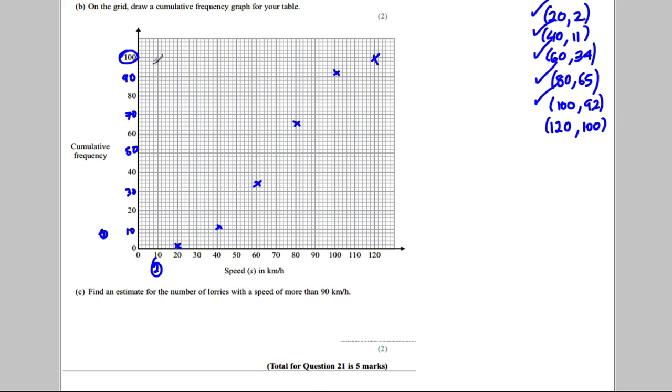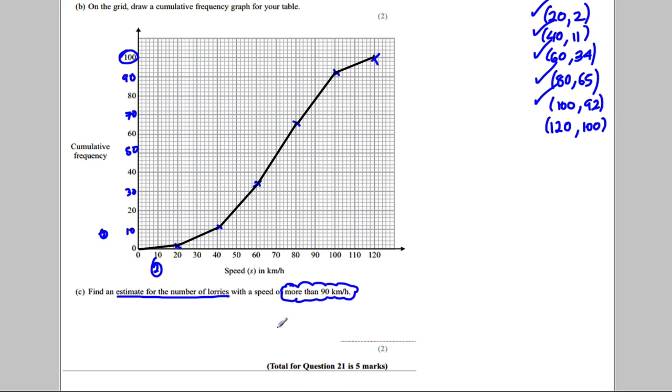Mark off your top number so you've got it, and we're just going to join the dots. So join the dot from there to there, there to there, there to there, there to there, and there to there, and we can just join it back to 0 as well. Okay, there's our cumulative frequency diagram. And part C, it says find an estimate for the number of lorries with a speed of more than 90.